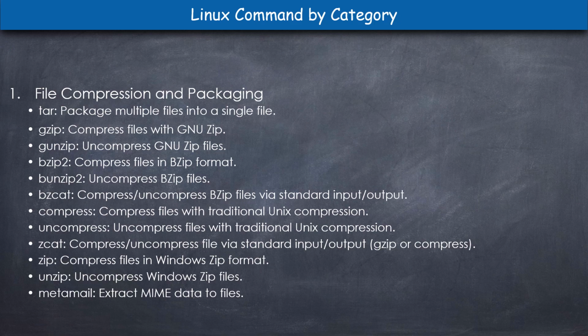The other commands are compress, uncompress, zcat, zip, unzip, metamail. Metamail extracts MIME data from a file, so it extracts the metadata in a file. If these are not available, you have to install them using the package manager. These are the different commands using which you can create a compressed file to save disk space or create a backup. So play with these commands and see which one you want to use according to your scenario.